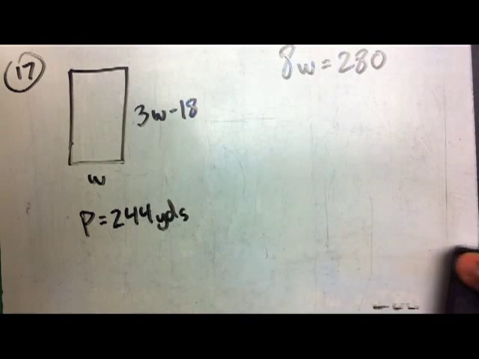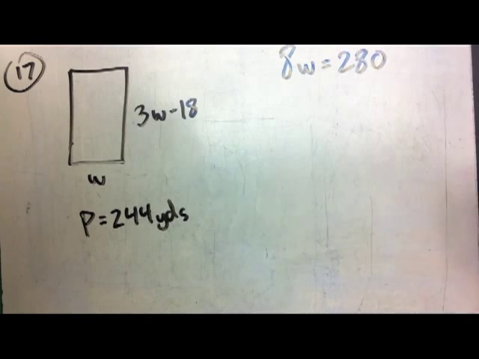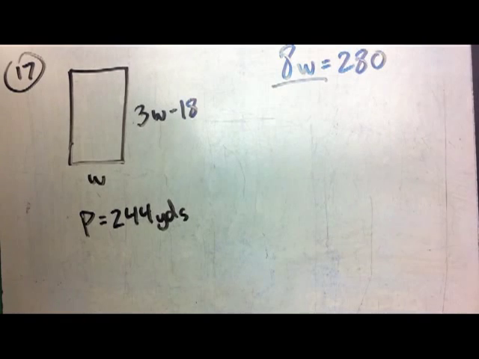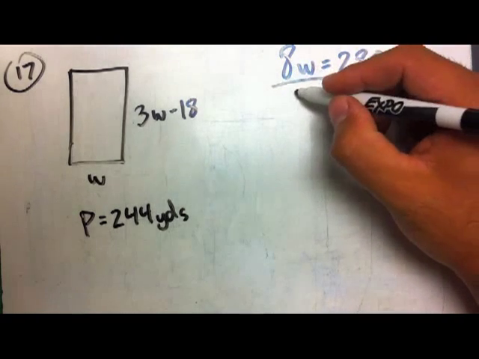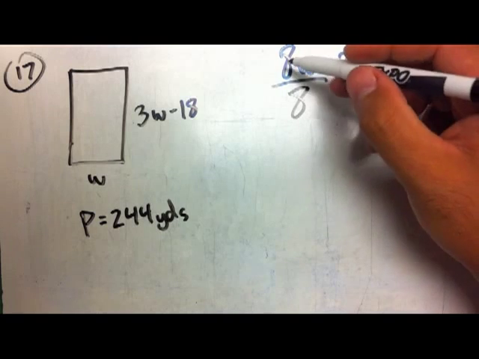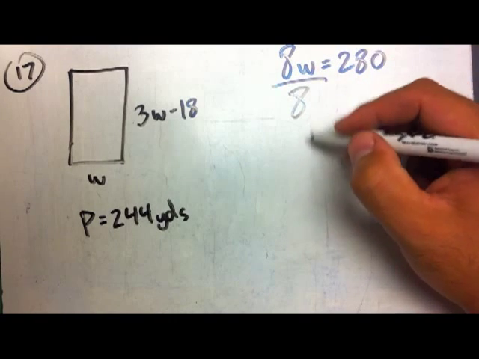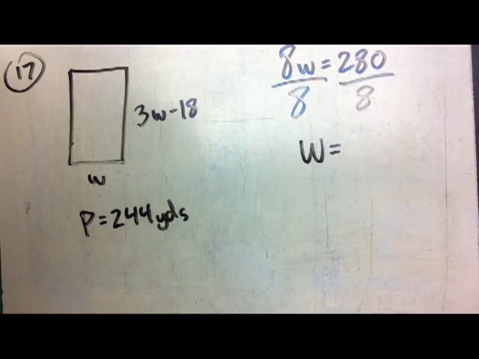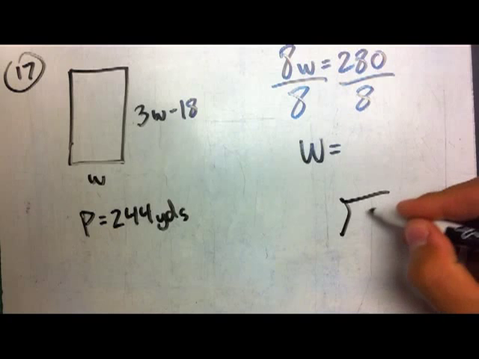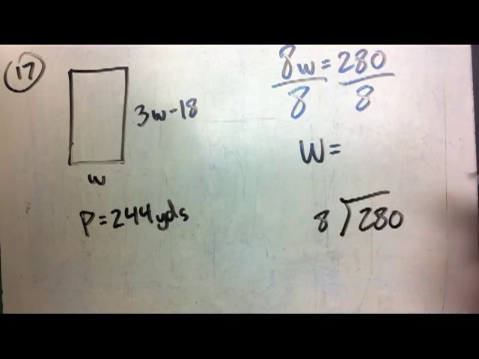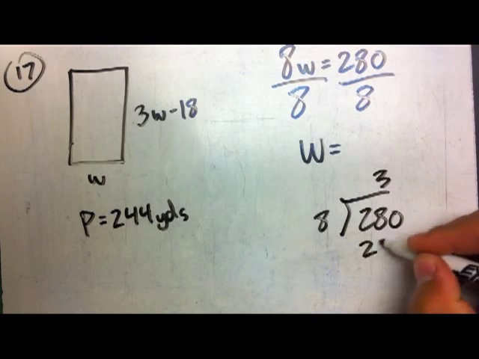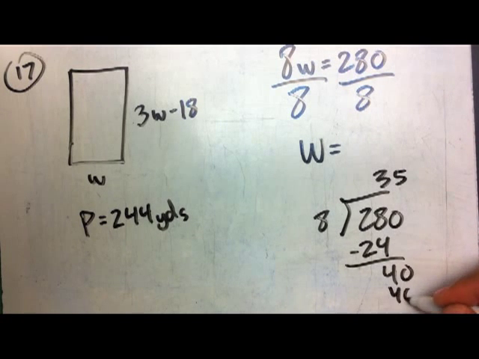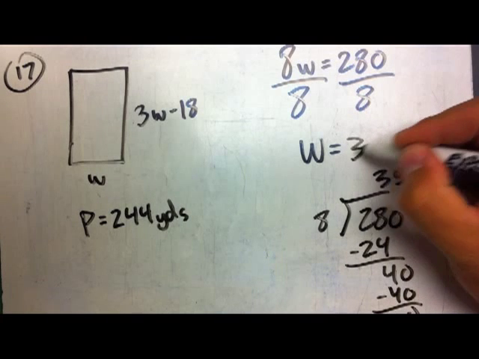Now this is pretty simple. It's pretty straightforward. We've been doing this for a long time. All we have to do is get w by itself. Since it's attached, it's 8 times w. We've got to use the opposite, which is division. 8 divided by 8w gives you 1w, which is just that. And over here, if you divide these through, let me see, let's go ahead and do that. 280 is in the box, 8's outside. That's 35. That was pretty easy. So w equals 35.